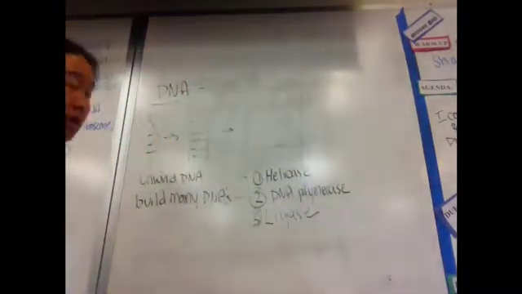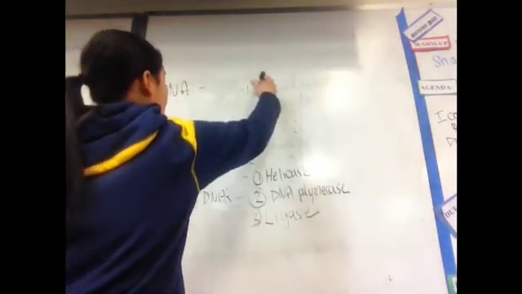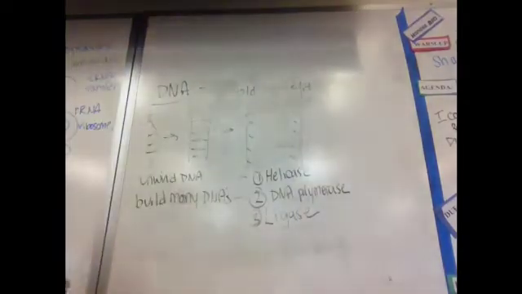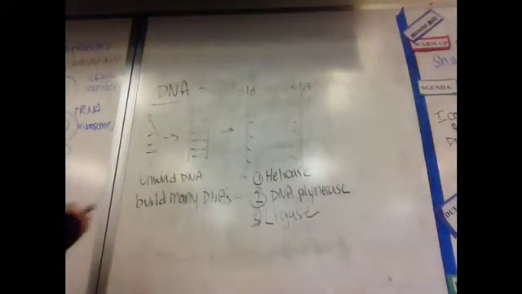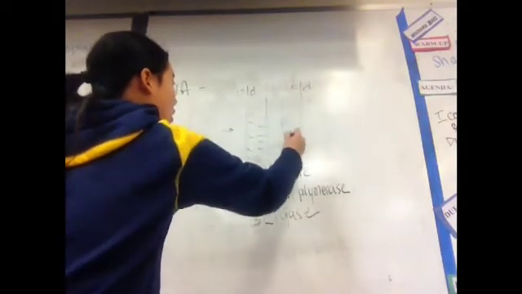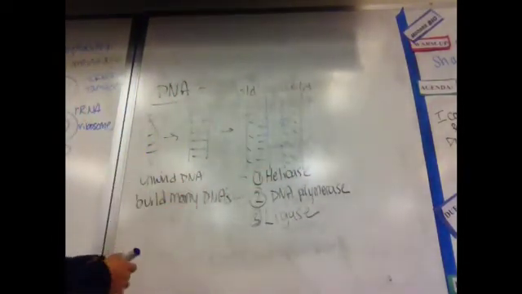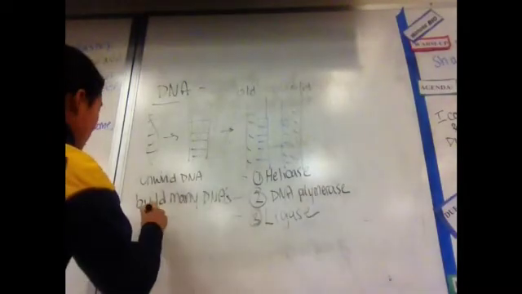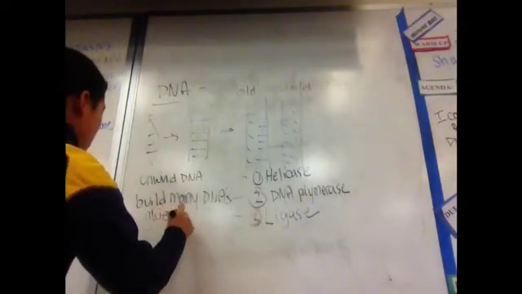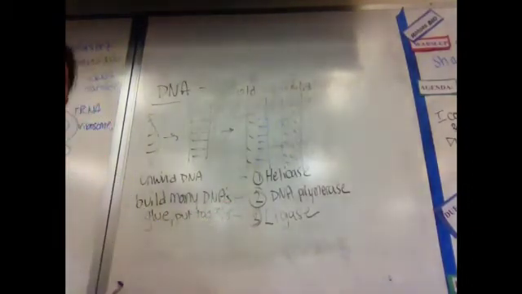So we've separated them. We have our old strands, and we're going to build with DNA polymerase our new strand. Lastly, we'll have ligase that kind of glues everything together. Ligase means to glue or put together. So that's how we go about making new DNA.